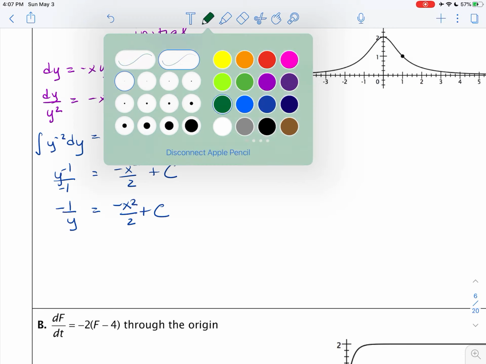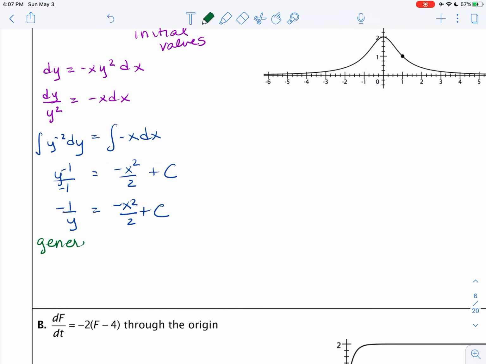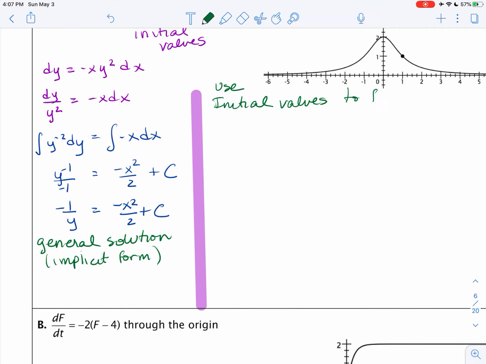This is the general solution. And that is in implicit form, because we have not solved for y being the solution to the equation. I tend to leave it in implicit form when I go to find the particular solutions. So here I go, using the initial values to find the particular solution.